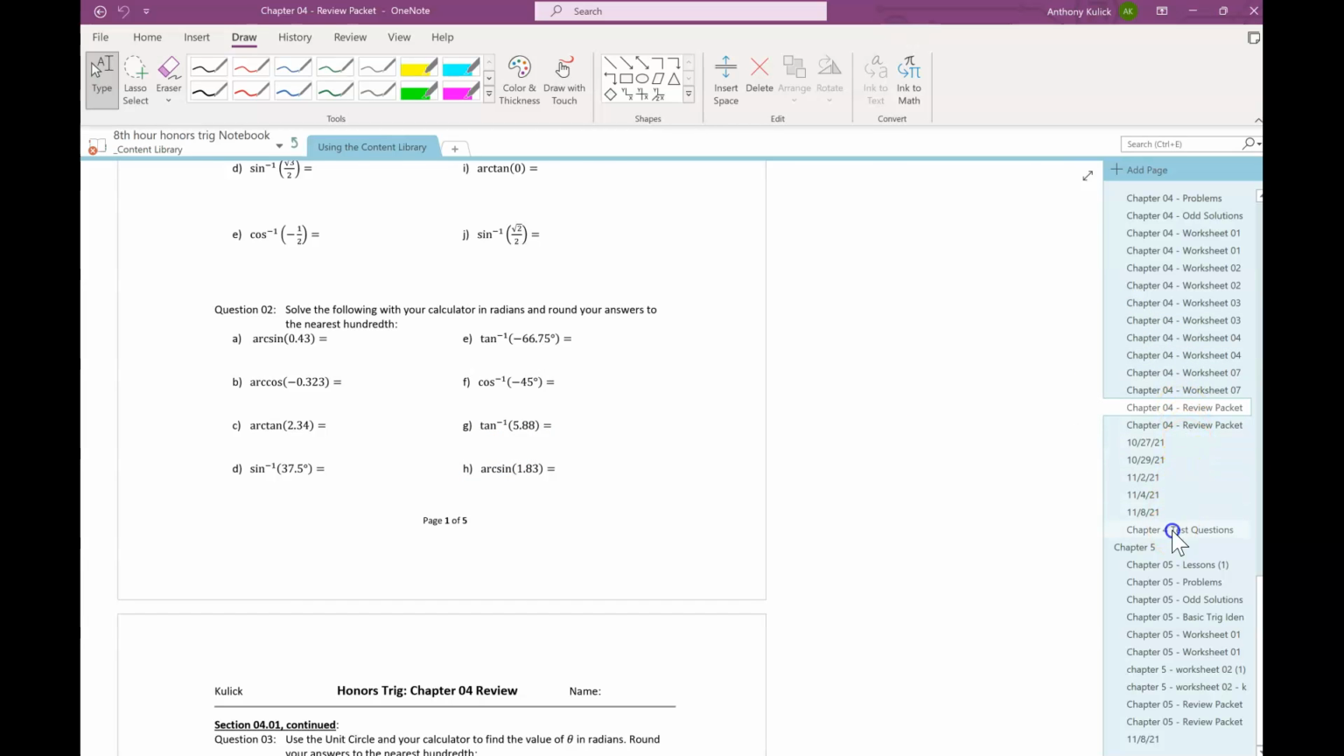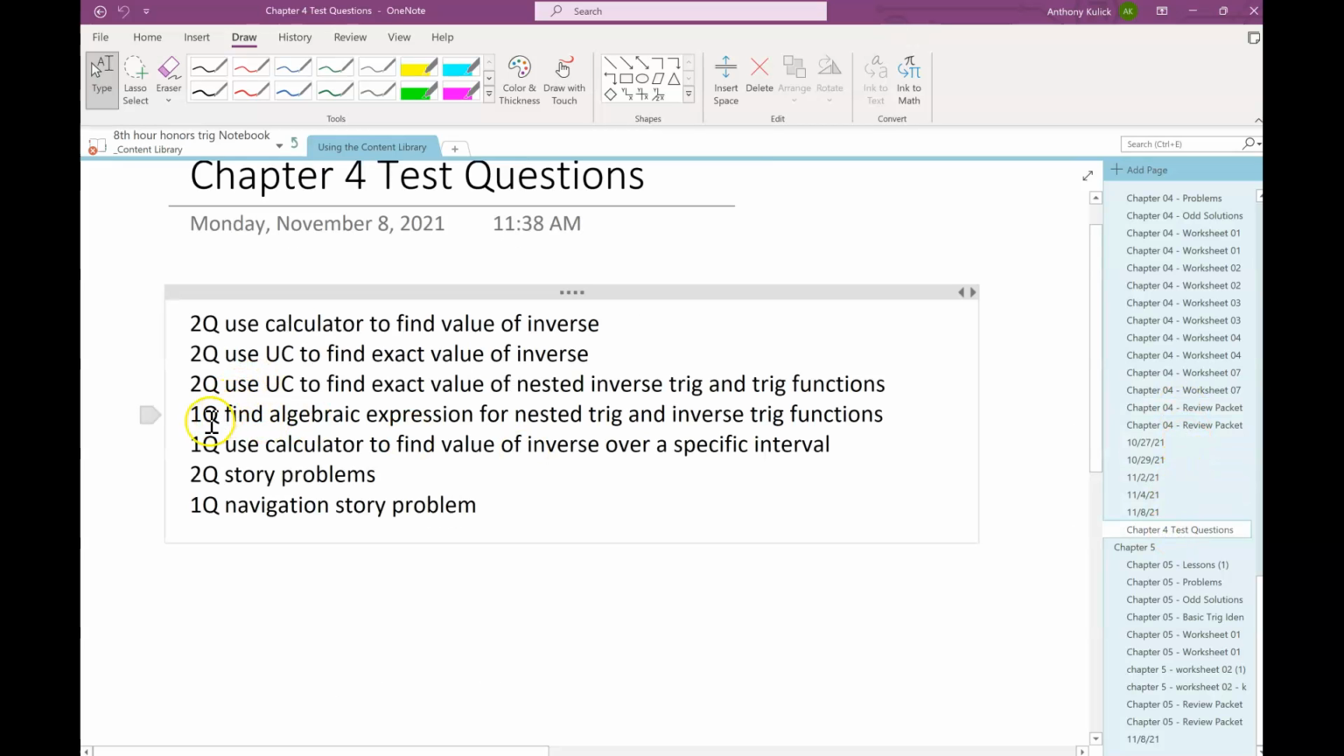Where were we at? One question where we want to find the algebraic expression for a nested trig and inverse trig function. So that's like the worksheet 4, right? One question where we use the calculator to find the inverse over a specific interval. That was like worksheet 2. Was all the questions about that. We have 2 story problem questions, and then one of these navigation bearing questions.